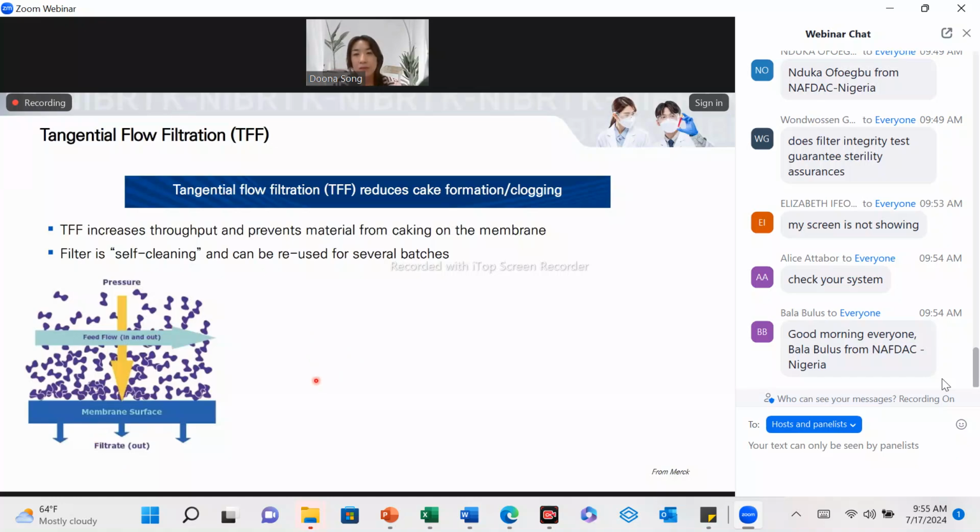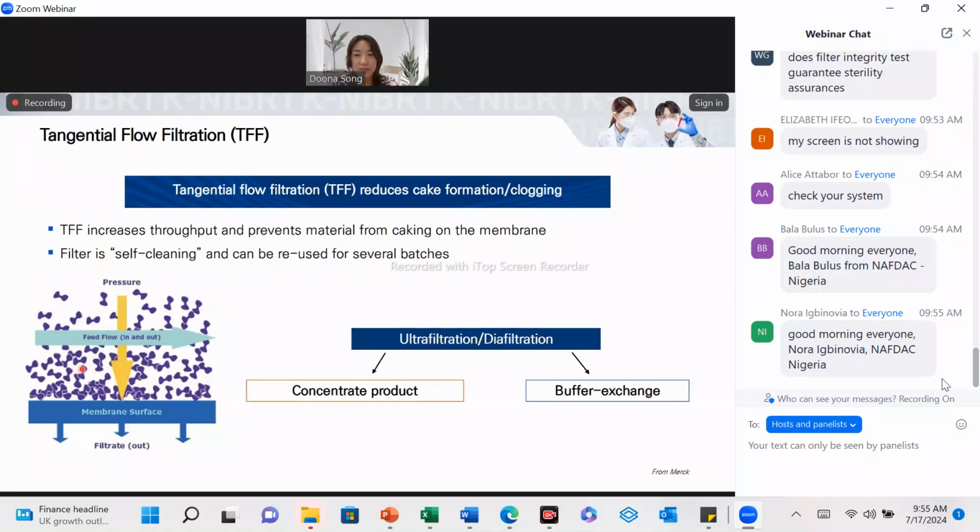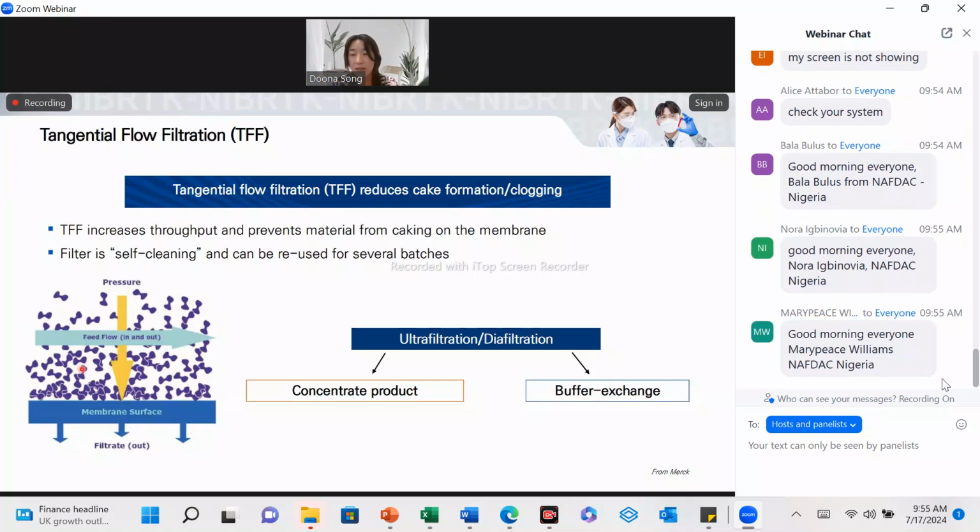Because the feed moves parallel to the membrane, TFF systems can prevent molecules from building up on the surface of the membrane. This causes self-cleaning. This self-cleaning can make the filter reusable for several batches. Using such a TFF system, we can concentrate product through ultrafiltration and perform buffer exchange. I'll talk in more detail later.